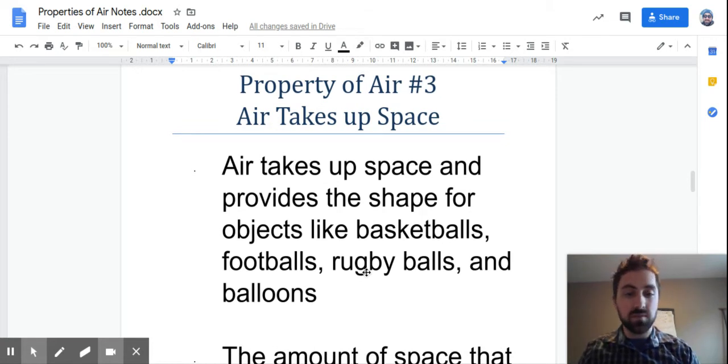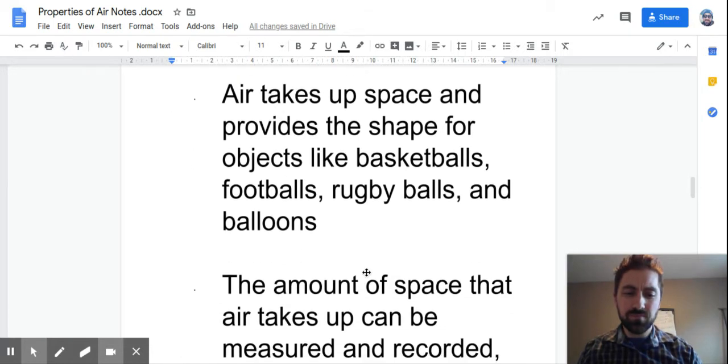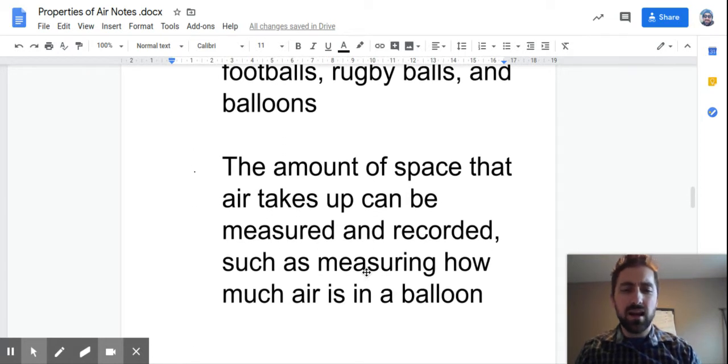So air also takes up space. We can tell that when you blow up a balloon, you can see that that air is taking up space. And it provides the shape for objects like basketballs, footballs, rugby balls, and balloons. The amount of space that air takes up can be measured and recorded, such as measuring how much air is in a balloon.